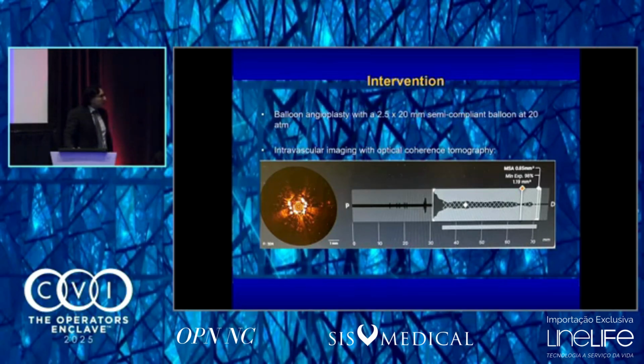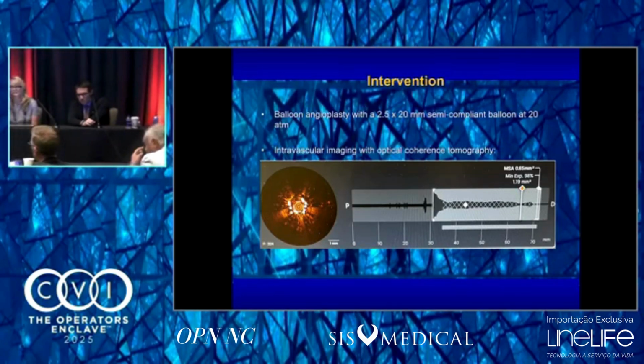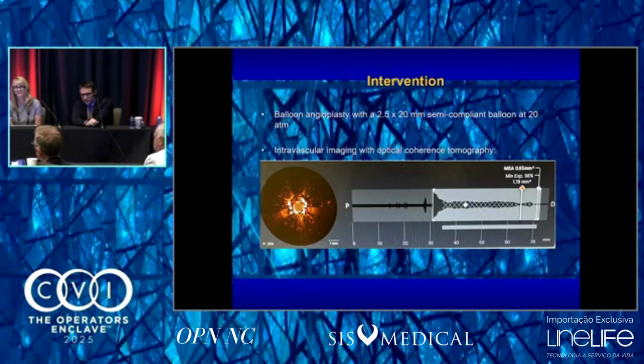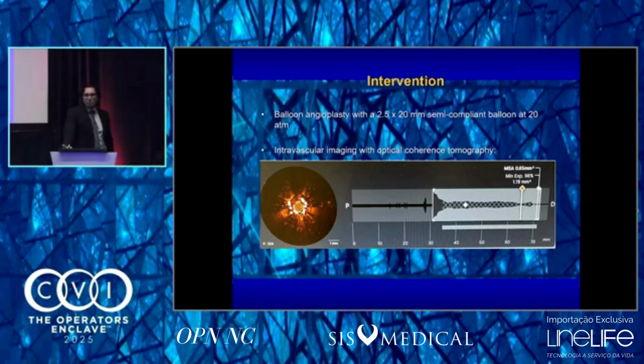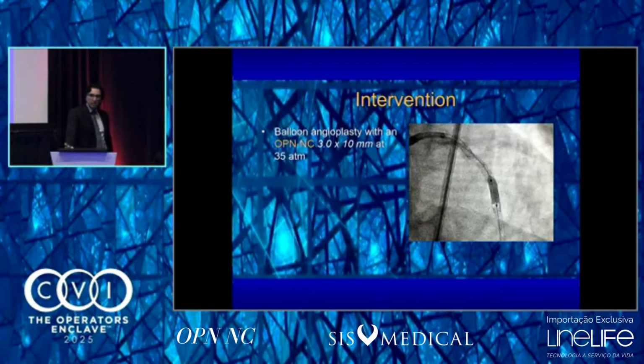After which I was able to get a balloon down and balloon angioplasted with a 2.5 by 20 millimeter balloon at high atmospheres. After which OCT was performed, and despite that balloon angioplasty, you can see the minimal MLA is 1.2 millimeters squared. So then I took a shorter, 2.5 by 12 standard non-compliant balloon at high atmospheres, and you can see that it's still a significant waist there. Using an OPN balloon, a 3.0 by 10 millimeter at 35 atmospheres, nicely expanded that lesion.